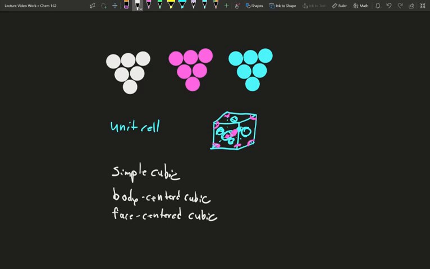And there's a few other designs that can come as well, especially as you get to hexagonal structures. The idea is that the unit cell is just a way to visualize a solid.